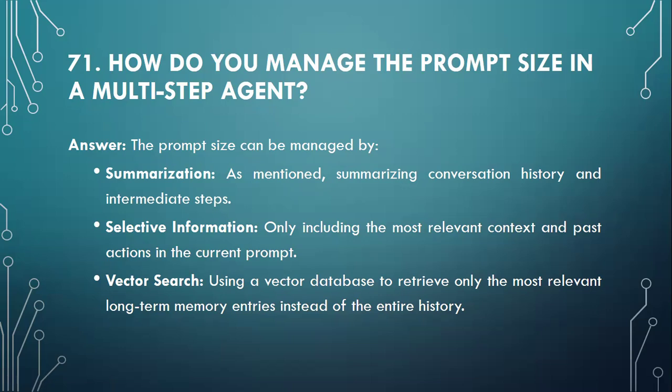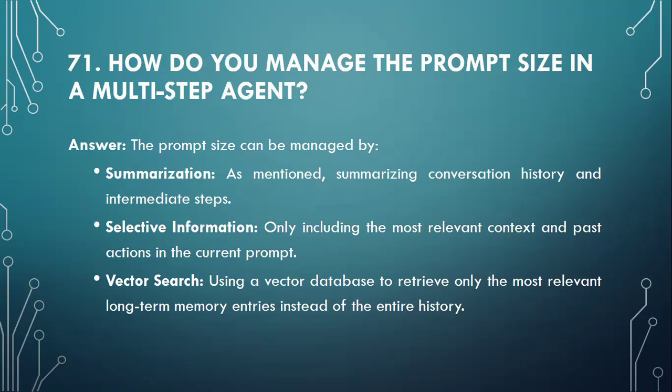How do you manage the prompt size in multi-step agents? The prompt size can be managed by summarization, as mentioned, summarizing conversation history and intermediate steps. Selective information: only include the most relevant context and past actions in the current prompt. Vector search: using a vector database to retrieve only the most relevant long-term memory entries instead of the entire history.